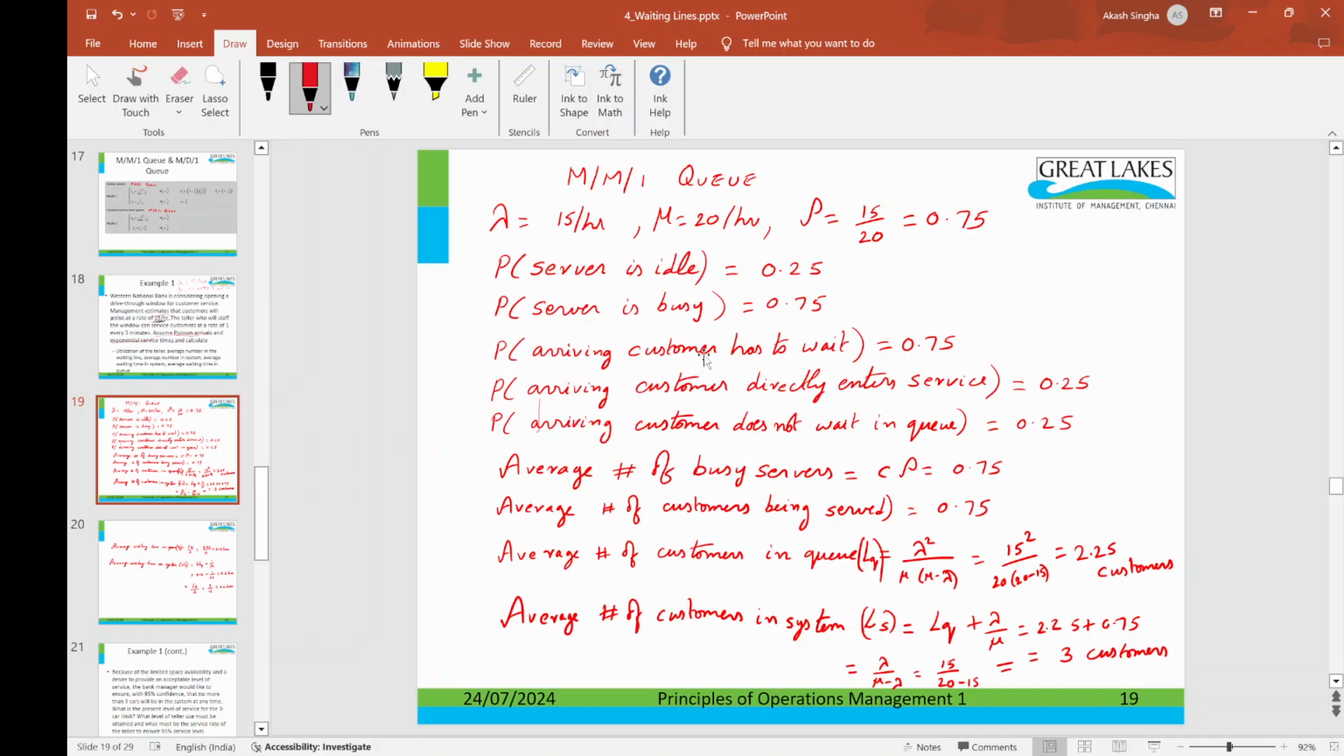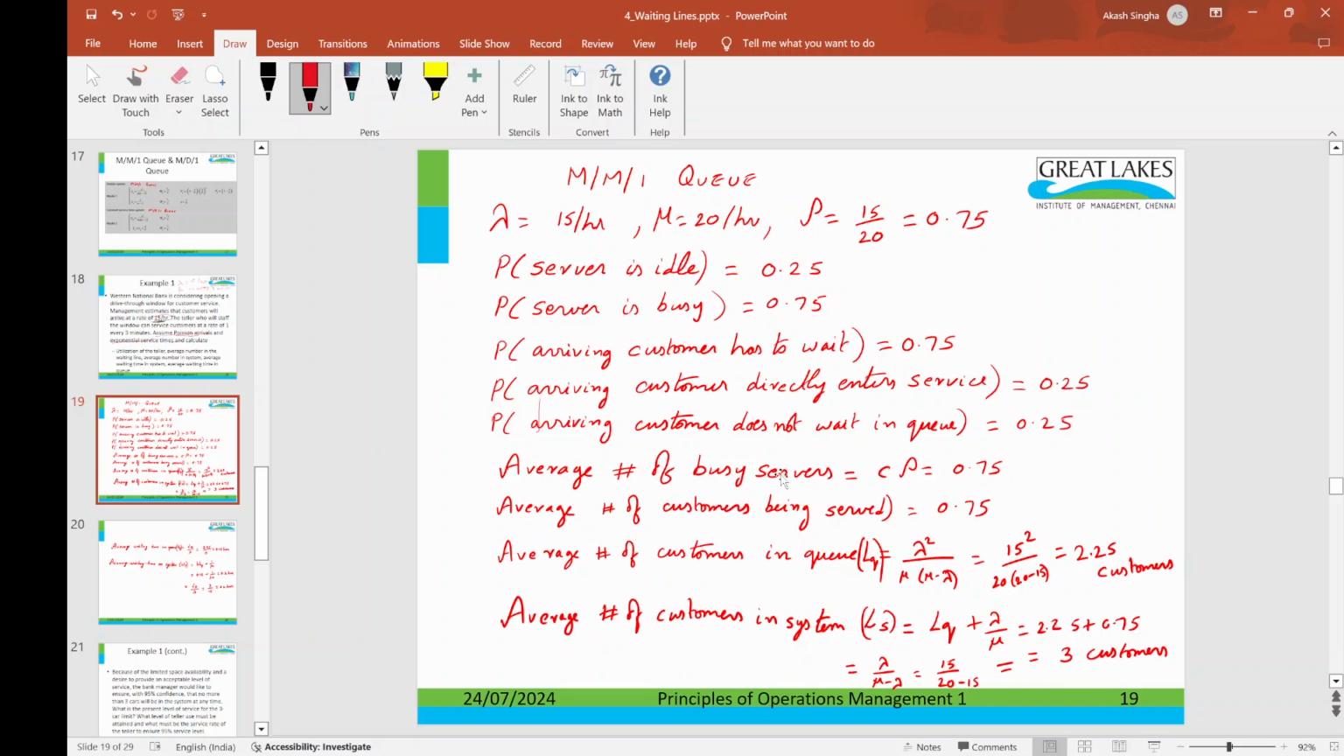Probability of arriving customers having to wait: 0.75, because the server is busy with probability 0.75. So that is the time when customers who come will wait. Then the probability of an arriving customer directly entering the service is 1 minus this, and the probability of an arriving customer not waiting in the queue is 0.25 again.